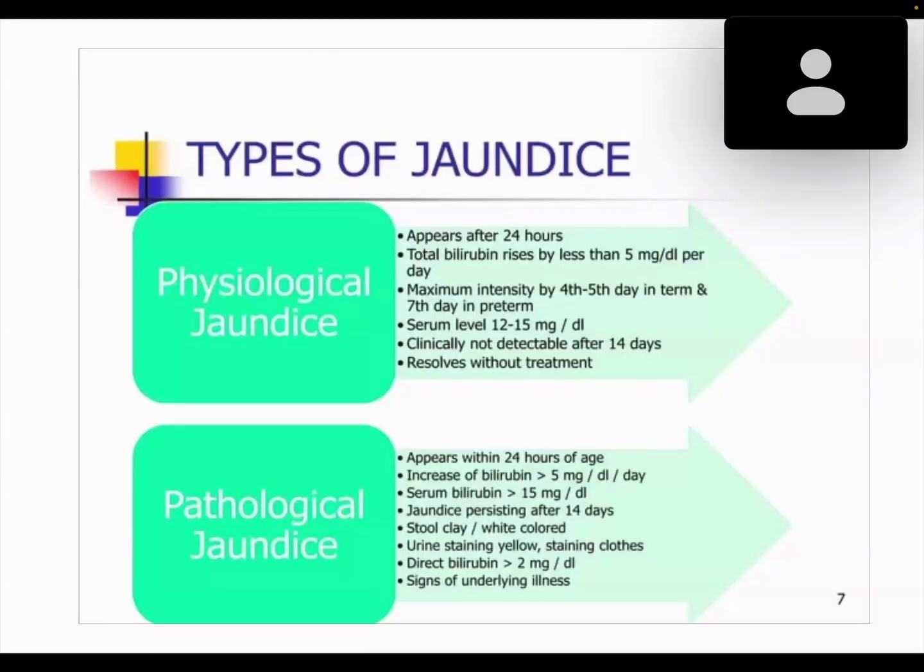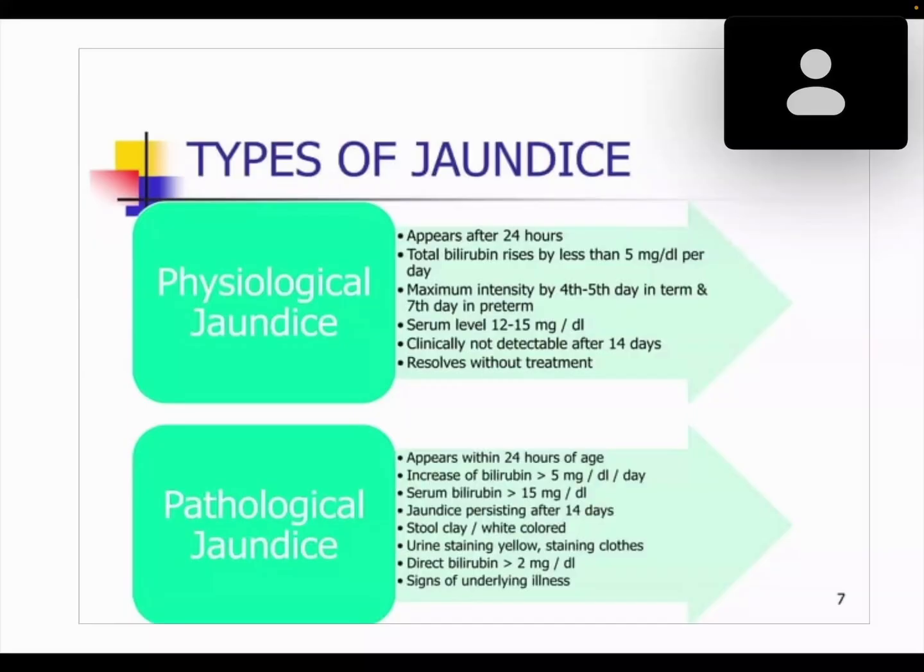But how to differentiate between this physiological jaundice and pathological jaundice? So physiological jaundice appears after 24 hours of life of the child. Usually it is rarely seen in the first 24 hours. So after 24 hours of life, that's when you notice this jaundice, and then you notice that the bilirubin rises by about, there's a way we measure this bilirubin, and it's in milligram per dL. So per day it rises with a maximum of about 5 milligram per dL.